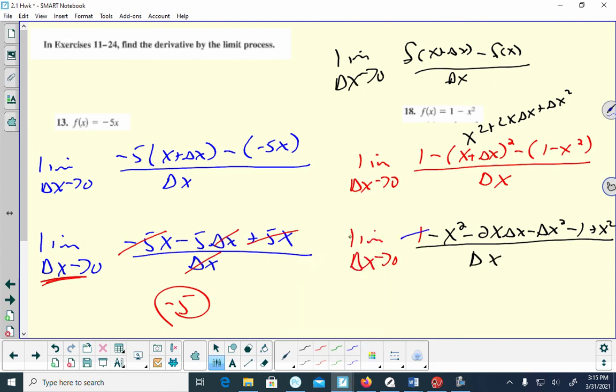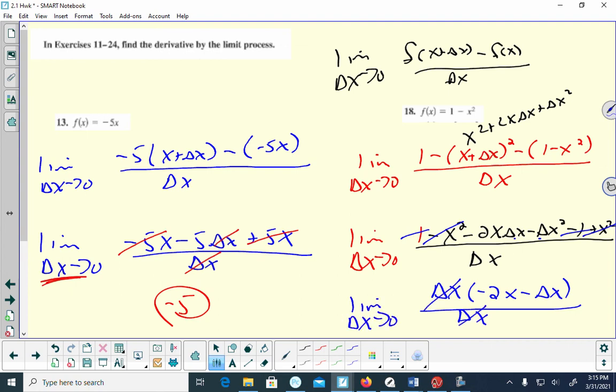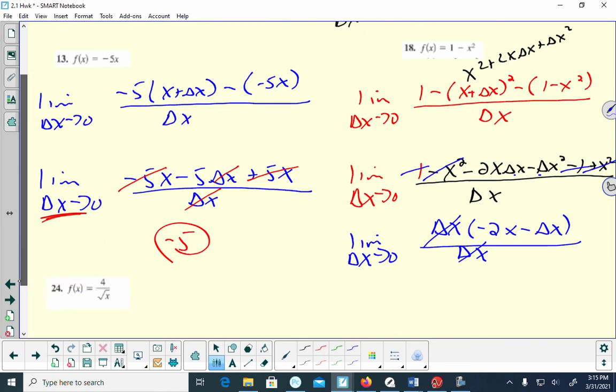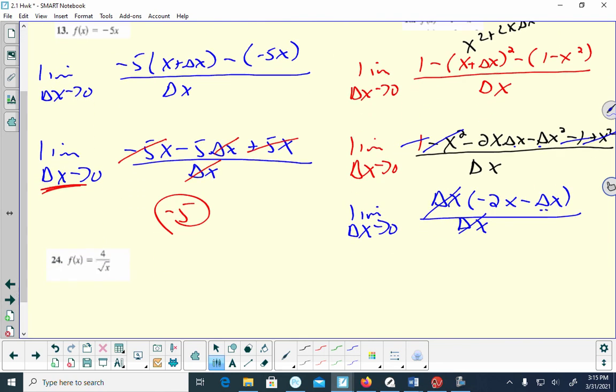The 1 and the negative 1 will equal 0. The negative x squared and the positive x squared will equal 0. These two both have delta x, so I'm going to factor that out. So negative 2x minus delta x all over delta x. I'm taking the limit as delta x approaches 0. The delta x's will simplify, and I'm putting in 0 for this. I'm going to have negative 2x plus 0, and so I'm going to be left with negative 2x, and that is my derivative. So let's use the derivative notation. So the derivative is negative 2x.